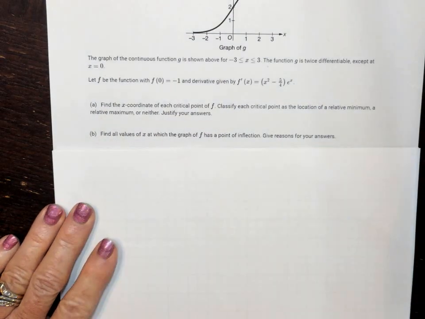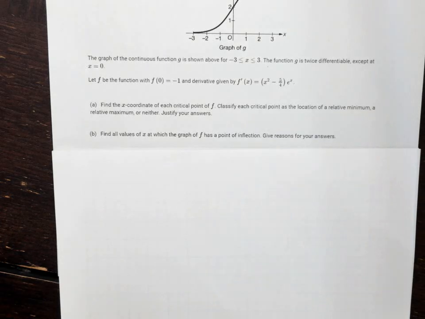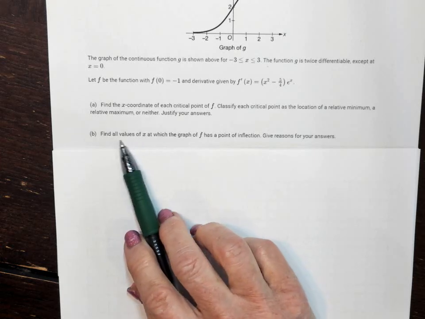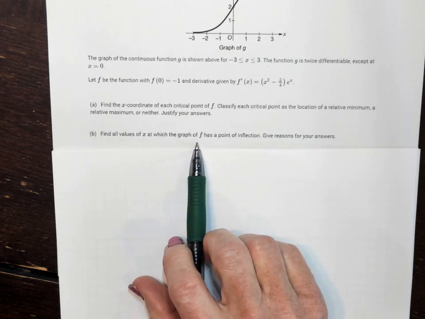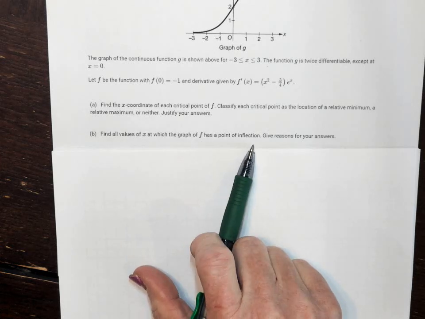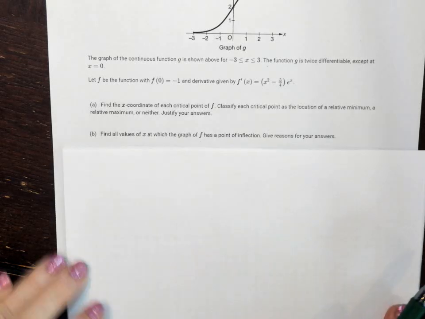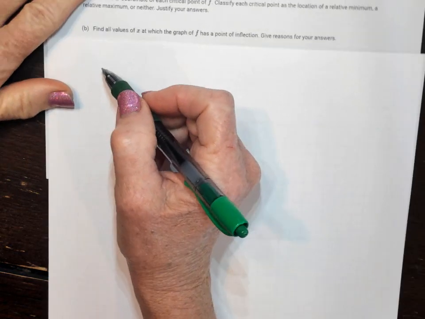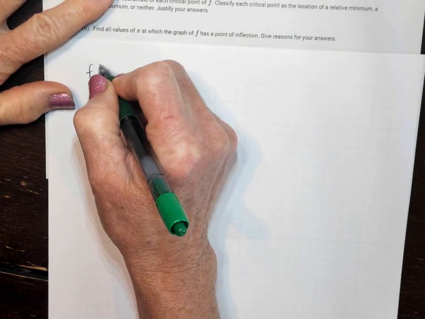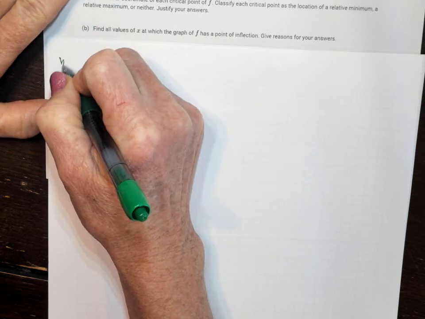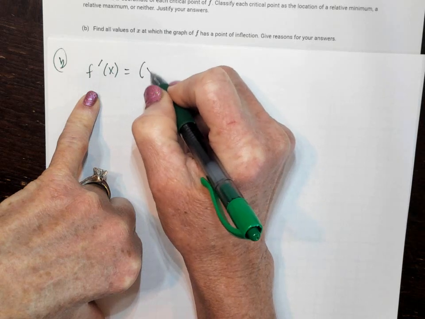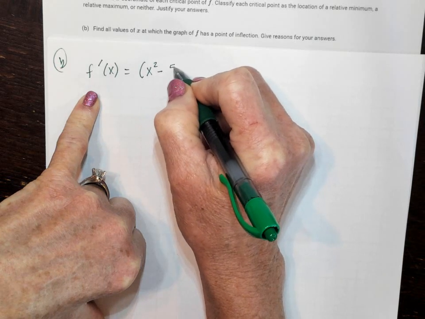All right. Part B says find all values of x at which the graph of f has a point of inflection. Give reasons for your answers. Okay. Points of inflection come off the second derivative. So, f prime, I'm just going to write it here, so this is part B. So I have it right in front of me.